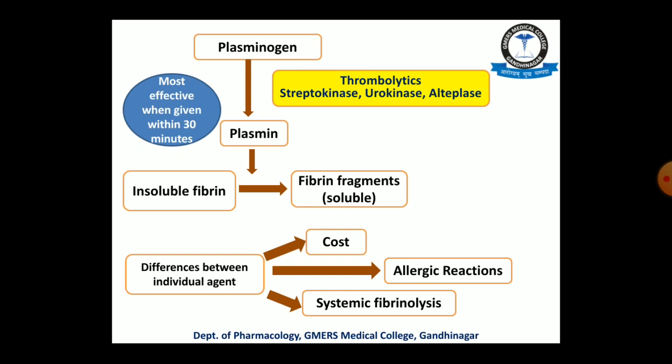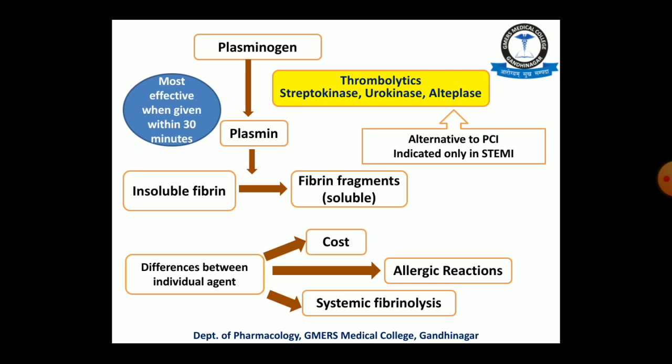So, by looking at this discussion, we come to a conclusion that definitely the recombinant tissue preparations, alteplase and their congeners, are definitely superior in all the aspects except the cost. But nowadays these thrombolytics are used only when the facility of percutaneous coronary intervention is not available.